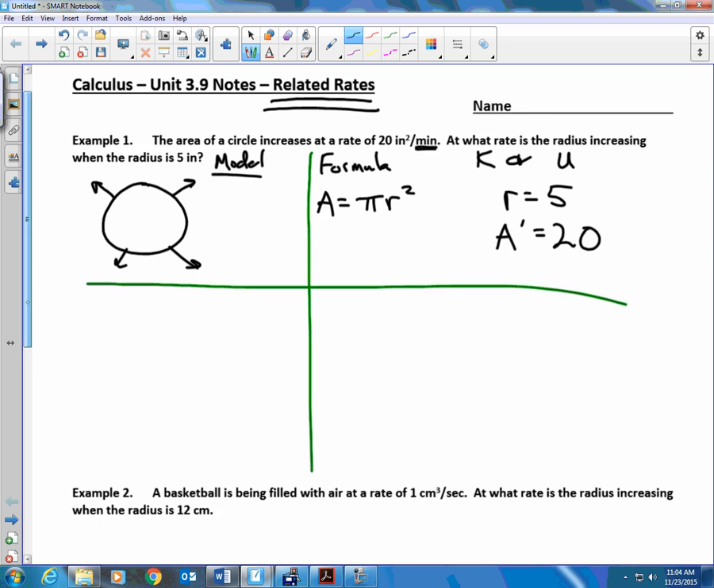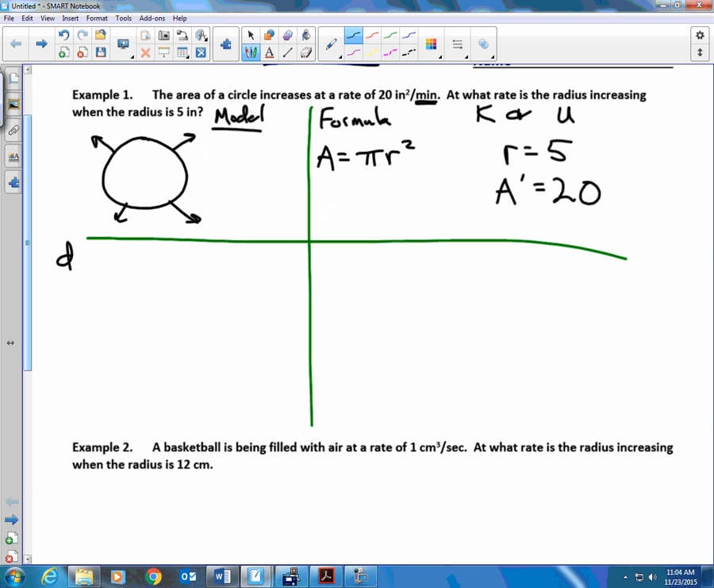What we do in this box is we take the derivative with respect to time. And now my computer's mad at me. So we're doing math that's too difficult, so it won't work. No, come on. Okay, we're going to take the derivative with respect to time of A equals pi r squared.